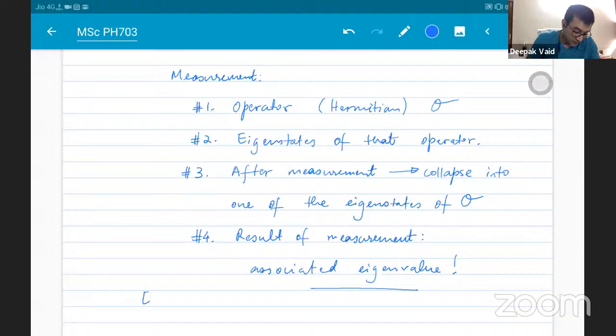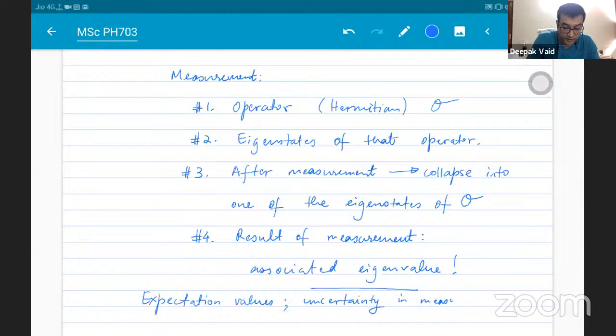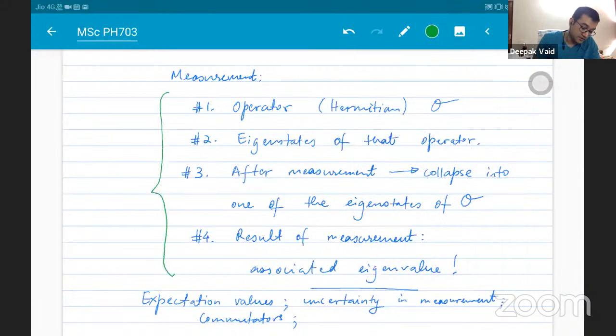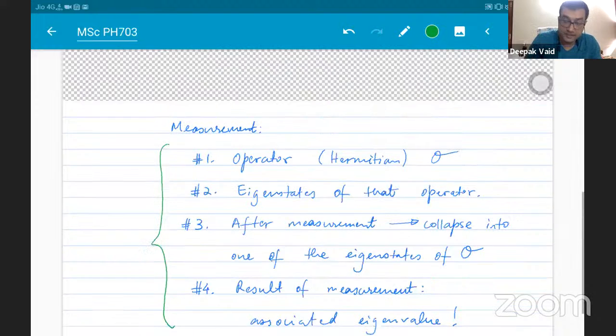So I'll leave it here for now. In the next class, we'll talk about expectation values and other things. We'll talk about uncertainty in measurement. How do we define uncertainty in terms of operators? We'll talk about commutators and anti-commutators, what those things are, and simultaneous measurements. But this is the basic process of measurement.